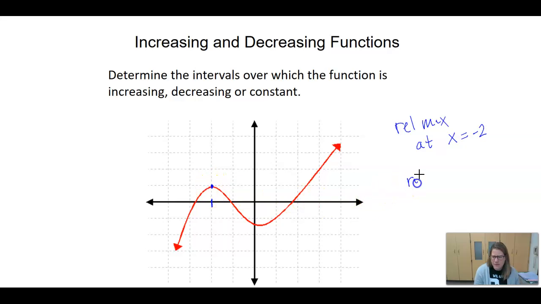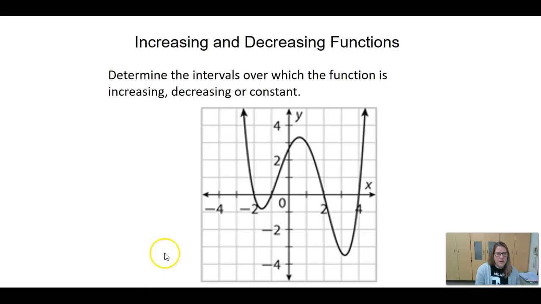There's a relative min at about x equals 0.25. And again, it's okay if you put the y value with it as well and do it as a coordinate pair. It's at (-2, 0), and this one's at (0.25, 0). So that would work as well. Okay, so let's go ahead and check out that next graph now.